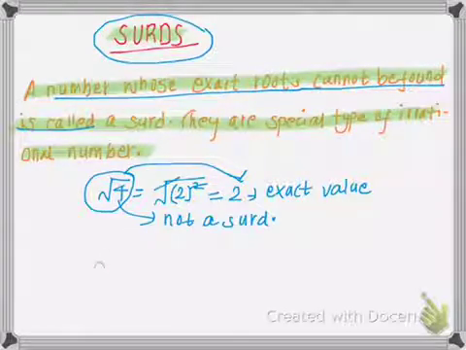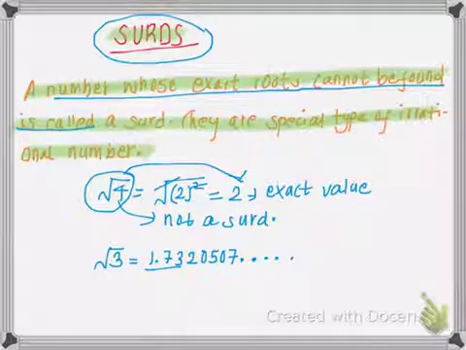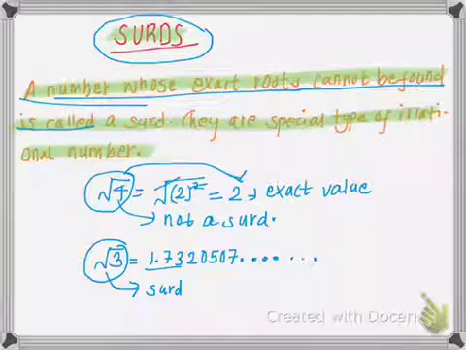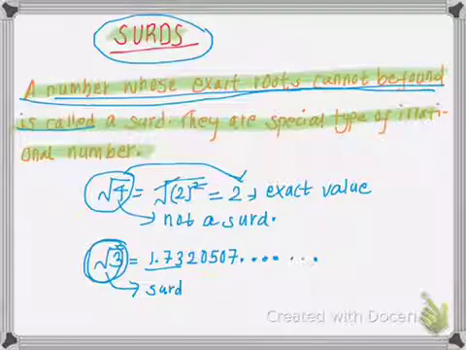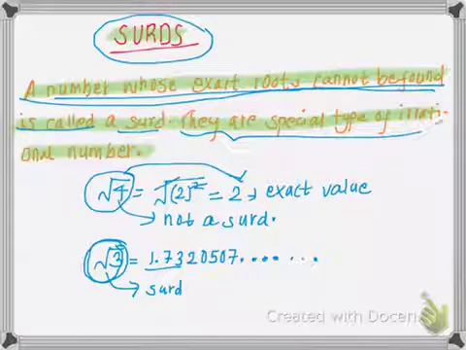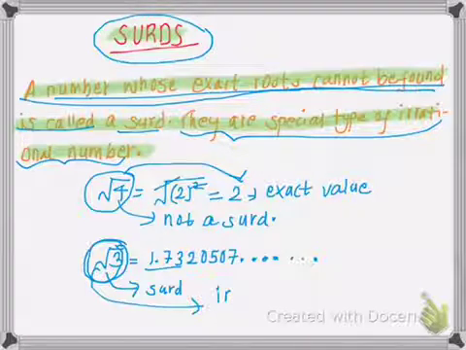If we try to find the root of 3, we get something like 1.7320507, and the pattern continues. Since we cannot determine the exact value of root 3, it is a surd according to our definition: a number whose exact root cannot be found. So root 3 is a surd. And we've also been informed that there are special types of irrational numbers, so we can say that root 3 is a special type of irrational number.